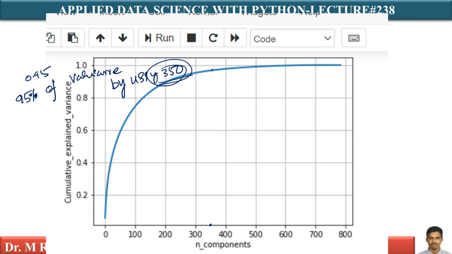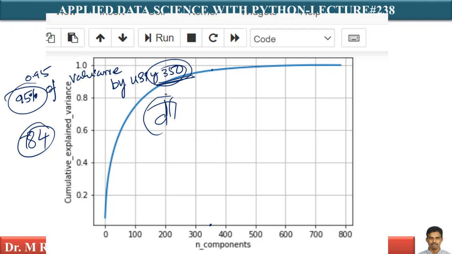It has very good significance in many machine learning data reduction applications. There are 784 dimensions, and by using just 350 dimensions, I am able to retain 95% of the information. I am able to explain 95% of the variance. This is a simple graph by which you can always identify d dash.